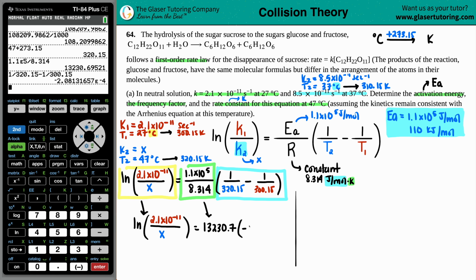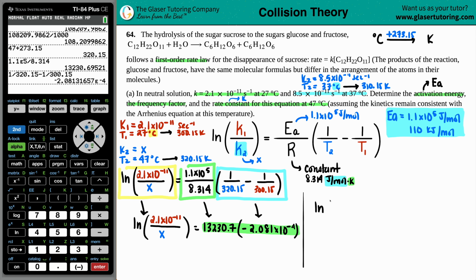And now that's just one number, negative 2.081 times 10 to the negative 4th. So now in this case, we can actually multiply these two numbers out. How fun is that, right? So we're getting there. We can't do anything with this yet, so we'll just bring that on over here.